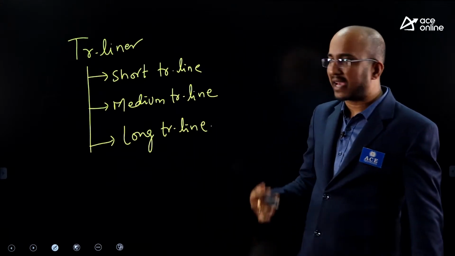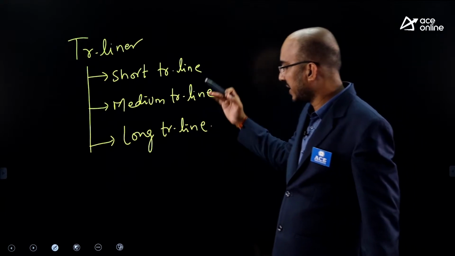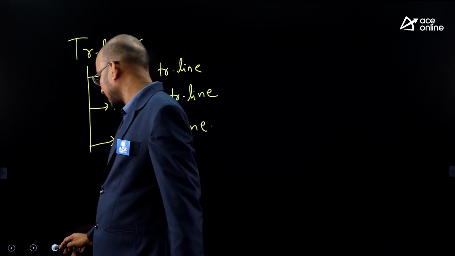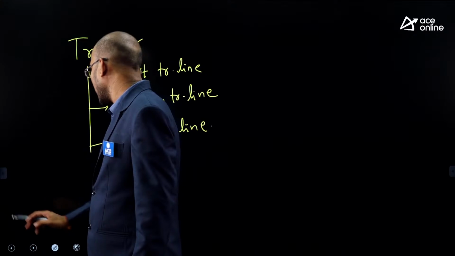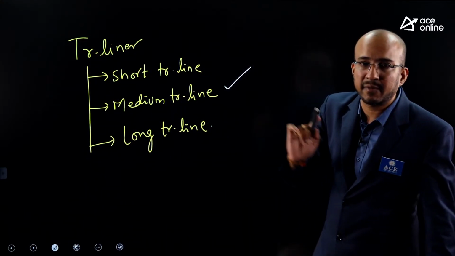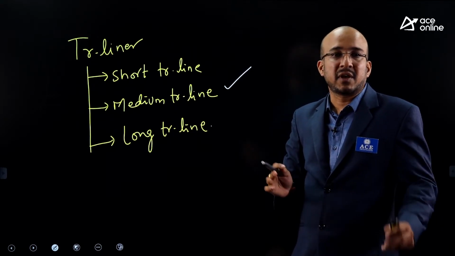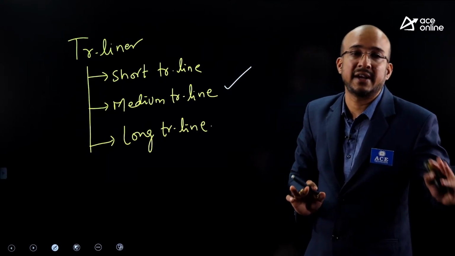So what is the application? Where do you use this impedance relay? Short or medium or long? Very important objective type question. So if you observe, impedance relay is used in protection of medium transmission line along with a directional element, because this impedance relay is not a directional relay.